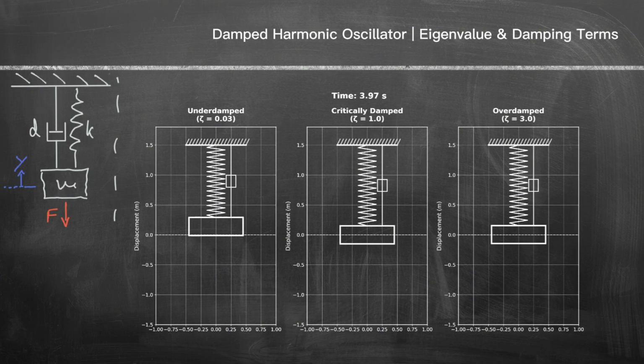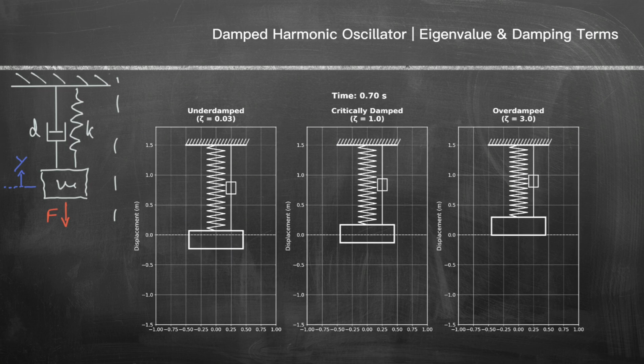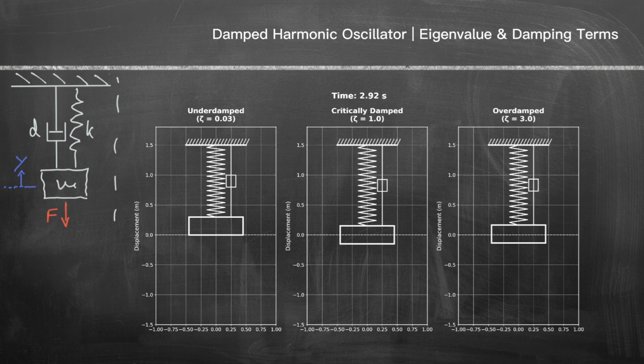From a single eigenvalue equation, we can determine whether a system oscillates, decays instantly, or slowly returns to equilibrium. This lecture derives the full solution and explains the exact physical meaning of every damping term.